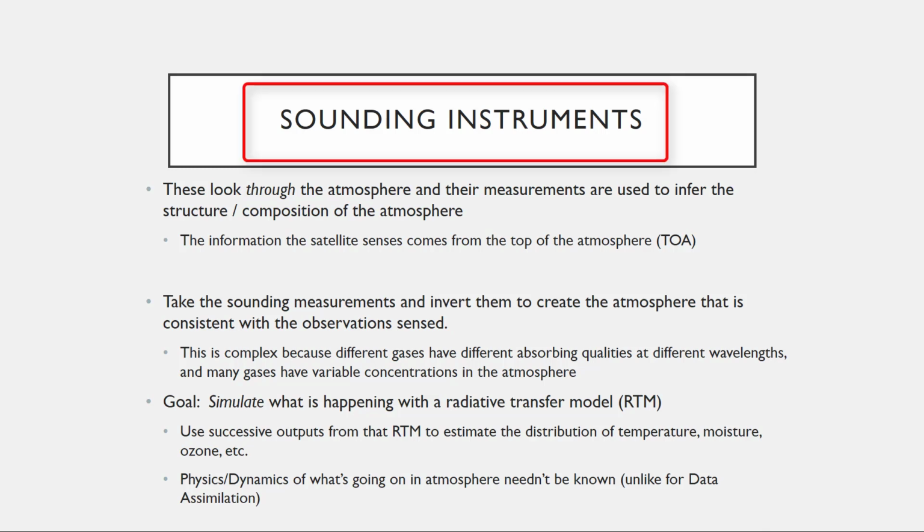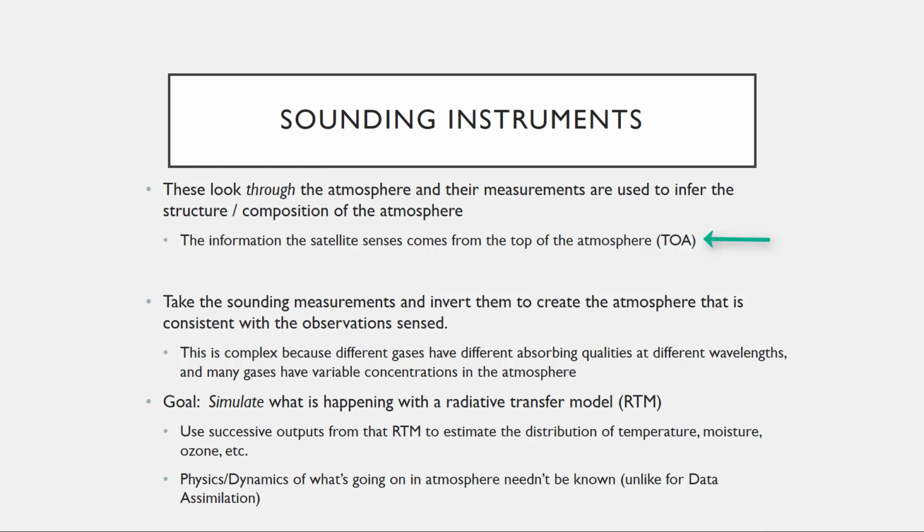Retrievals typically use data from sounders. Sounding instruments look through the atmosphere, and their measurements are used to infer the structure and composition of the atmosphere. The information that the satellite senses comes from the top of the atmosphere, sometimes referred to as TOA. Sounder instruments typically have more channels than imagers, so they're sampling a broader spectrum of the atmosphere.